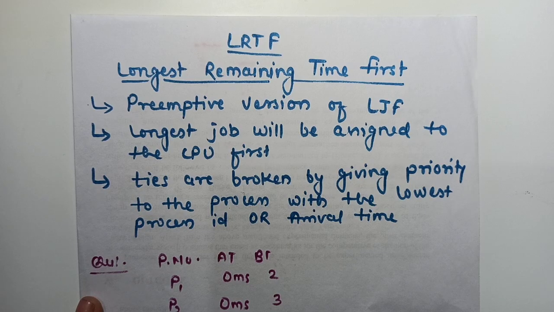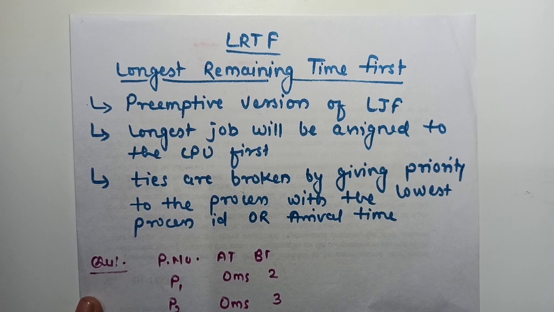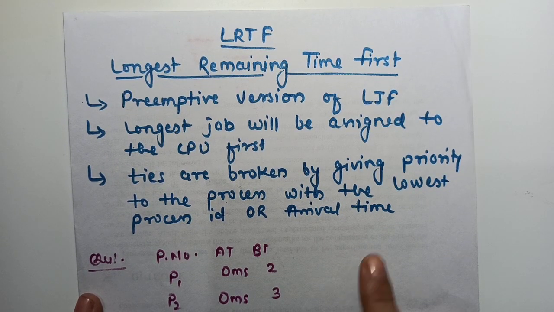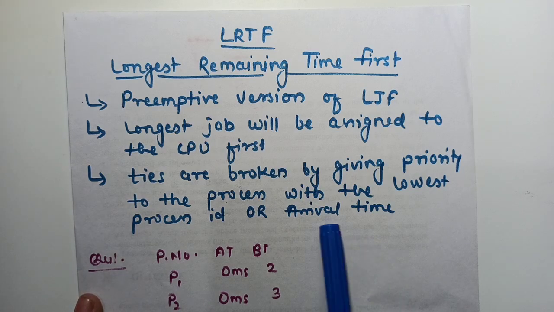If there is a tie among two processes having the same burst time, we will give the priority to the process with the lowest arrival time or with the lowest process ID. Okay, so it is the simplest thing, nothing to explain more. Let's dive into the example directly.